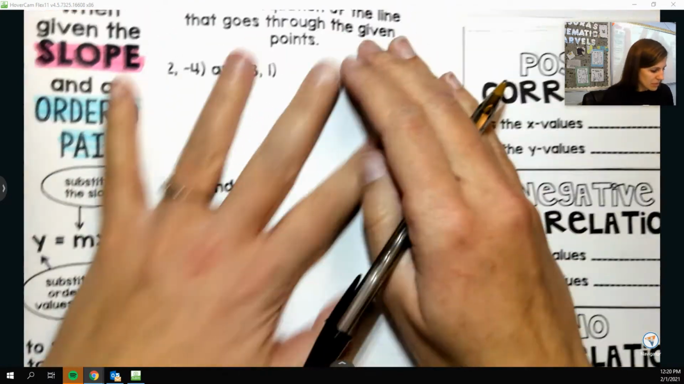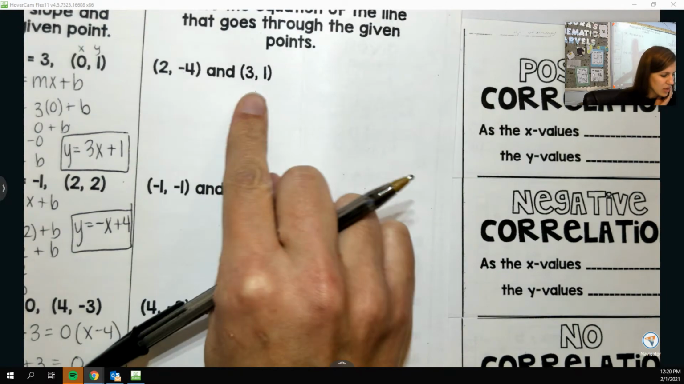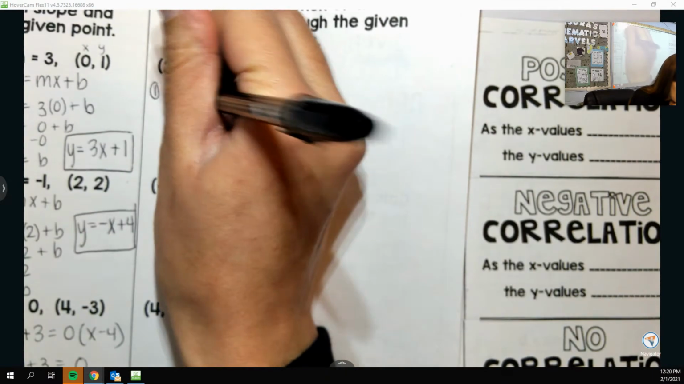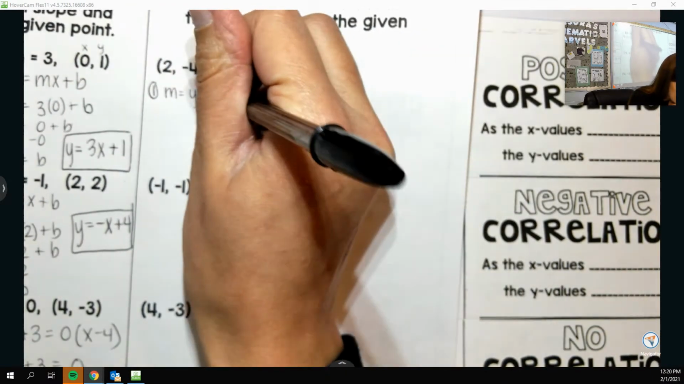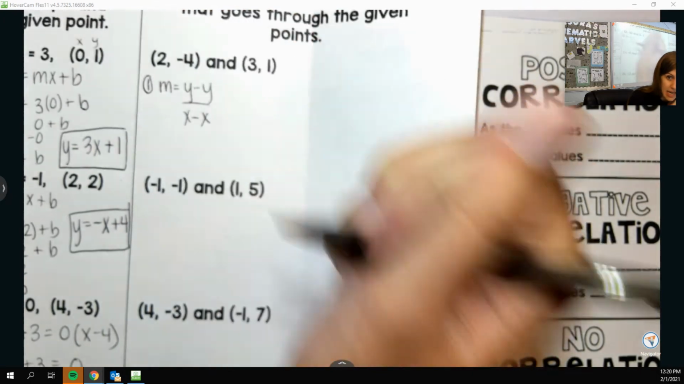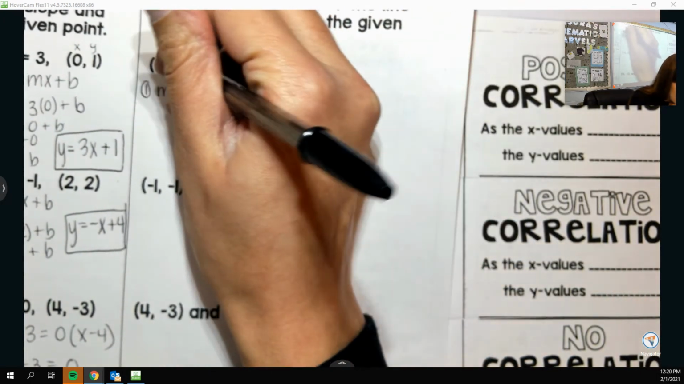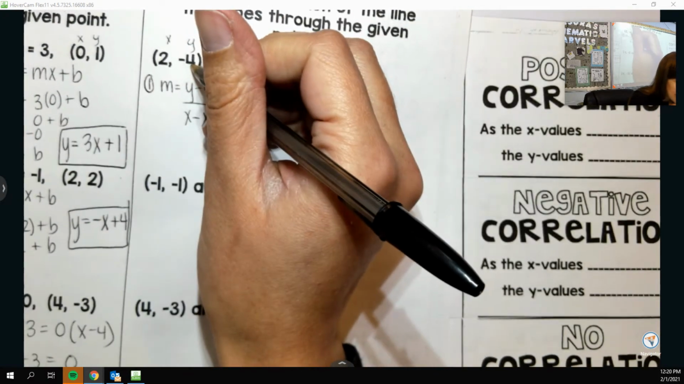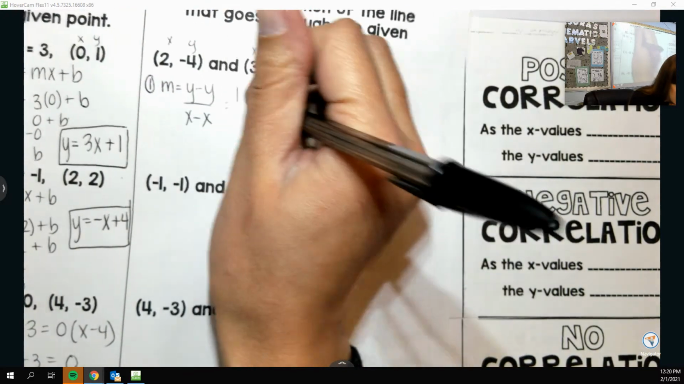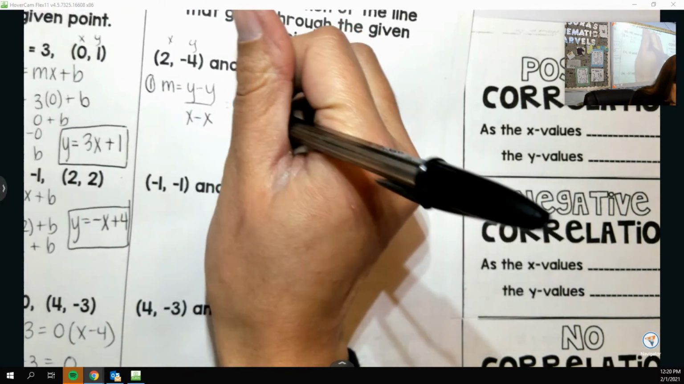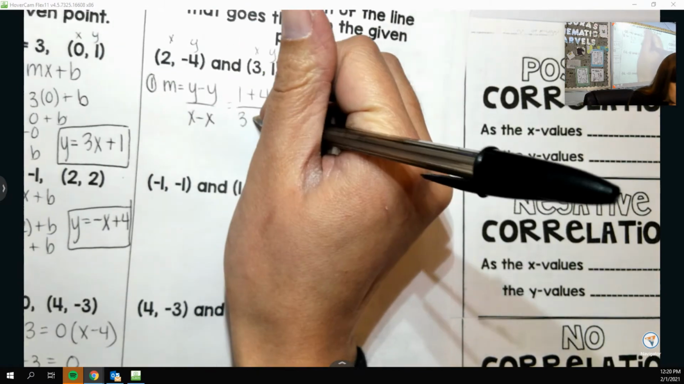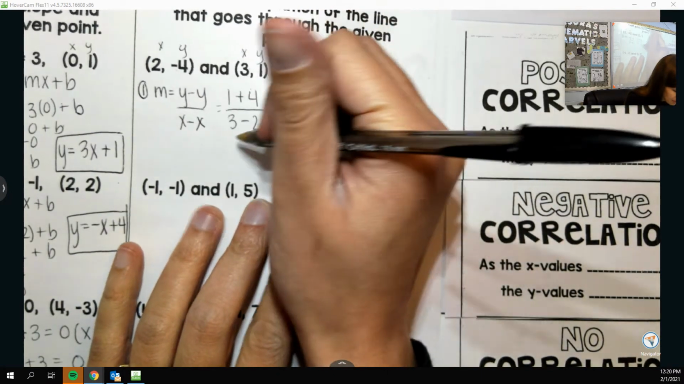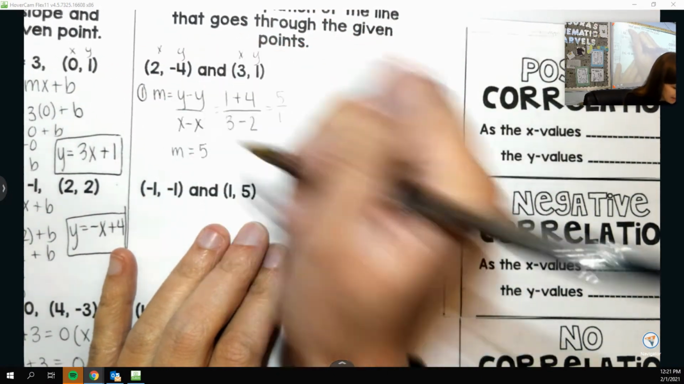So looking at this one here, write the equation of a line that goes through the 2 points. The first thing we have to do is find slope by doing y minus y over x minus x. So xy, xy. I could do 1 minus -4, and that would work out really nice because it'll be a double negative. So 1 minus -4 will make it a plus. But then I got to do 3 minus 2. But that actually works out really good too. So 5 over 1, which means my slope is 5.